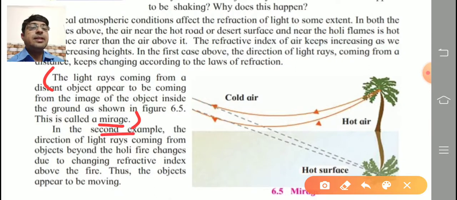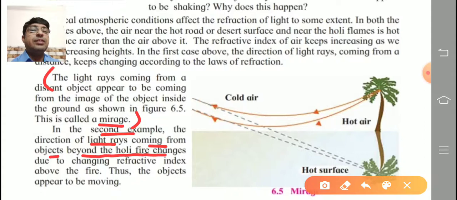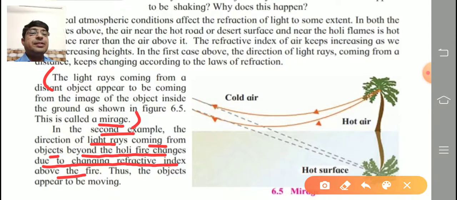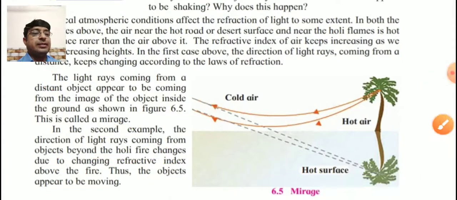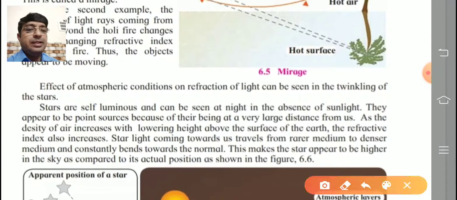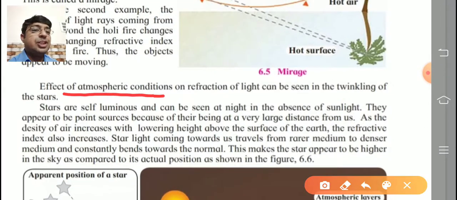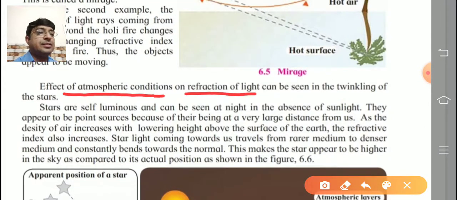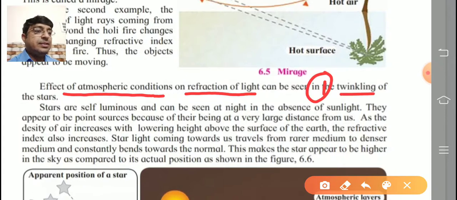In the second example, the direction of light rays coming from an object beyond the Holi fire changes due to changing refractive index above the fire, and thus the object appears to be moving or shaking. Some explanation is given in these two paragraphs also. Next point is effect of atmospheric condition on refraction of light. So the first example given here is twinkling of stars.